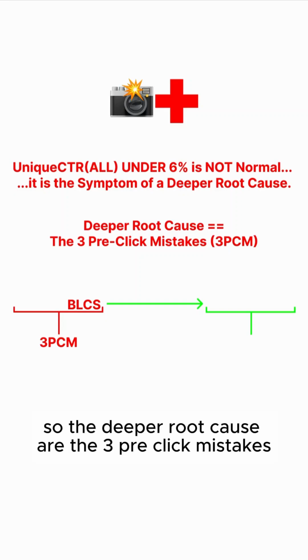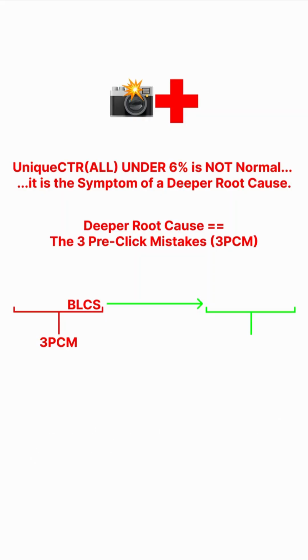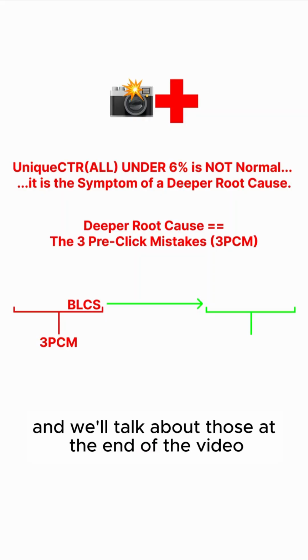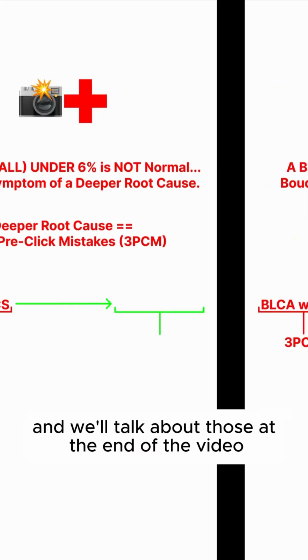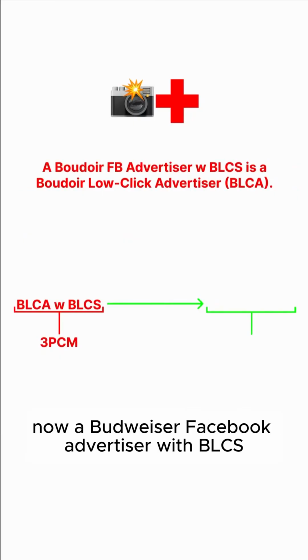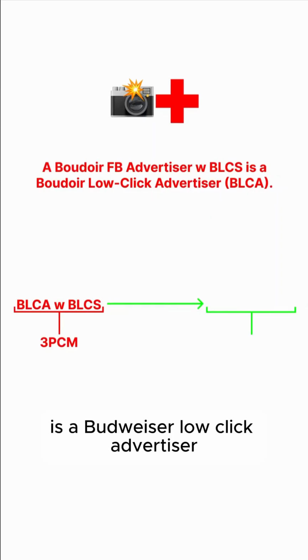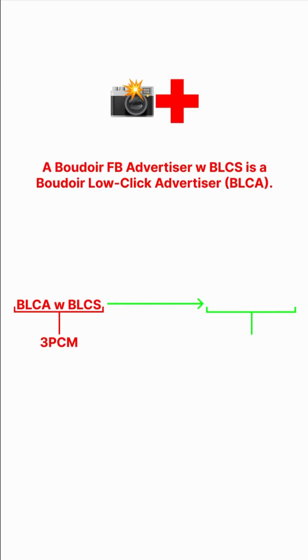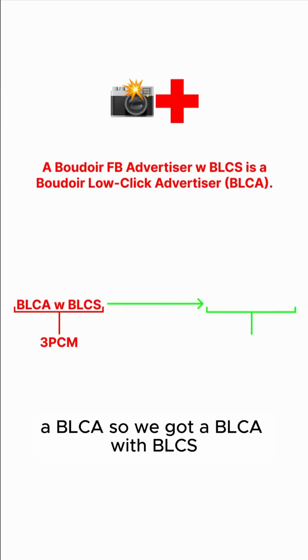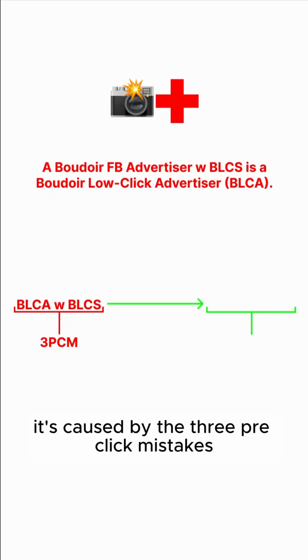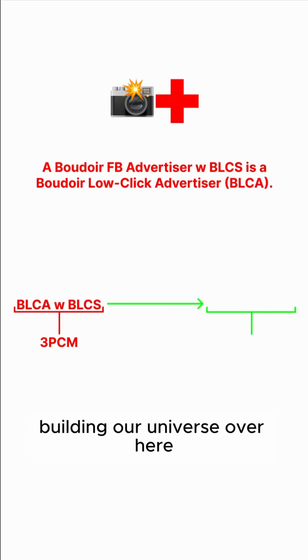So the deeper root cause is the 3 pre-click mistakes, and we'll talk about those at the end of the video. Now, a Boudoir Facebook advertiser with BLCS is a Boudoir low-click advertiser, a BLCA. So we got a BLCA with BLCS. It's caused by the 3 pre-click mistakes. Building our universe over here.